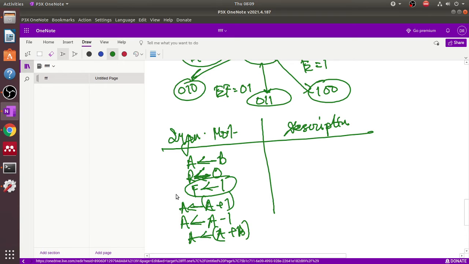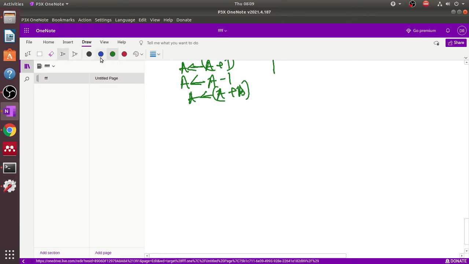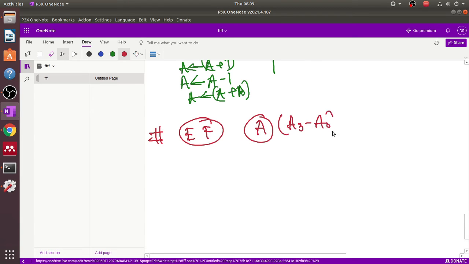Now we wish to design a digital system with two flip-flops. Students, please write down: we design a digital system of two flip-flops, named E and F, and one 4-bit binary counter A. This A is represented by A3 to A0. The individual flip-flops in A are denoted A4 to A1, with A4 holding the most significant bit and A1 the least significant bit.